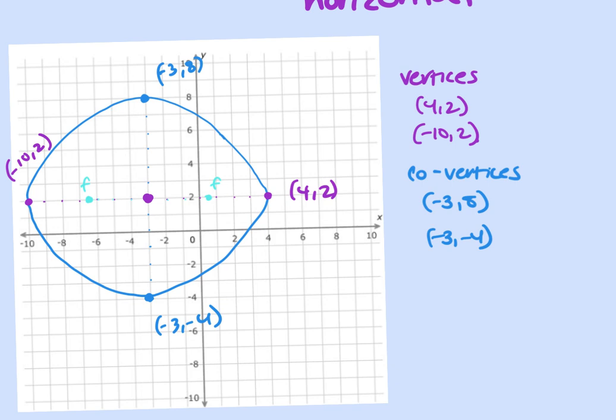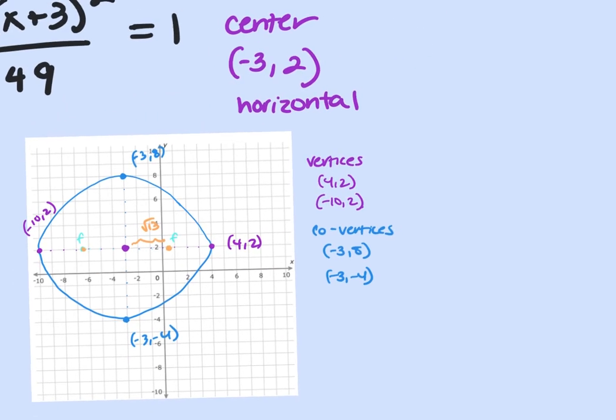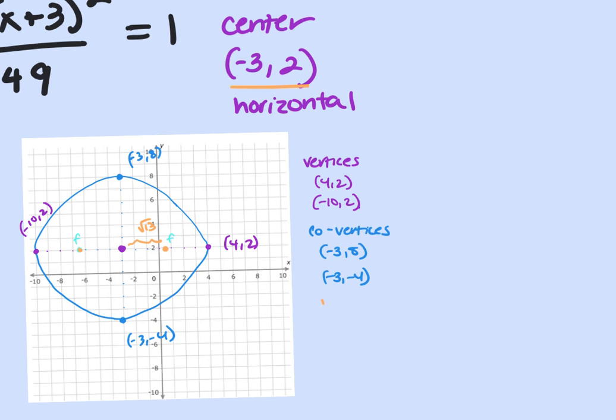And then my foci, which is right and left, this is my root 13. So I'm going to take my center, which is -3, 2. And I'm going to add and subtract the root 13 from the x. That's what we're changing. So I can make it -3 plus and minus square root 13, comma 2. Or you could separate them out into 2 of them. It doesn't matter.